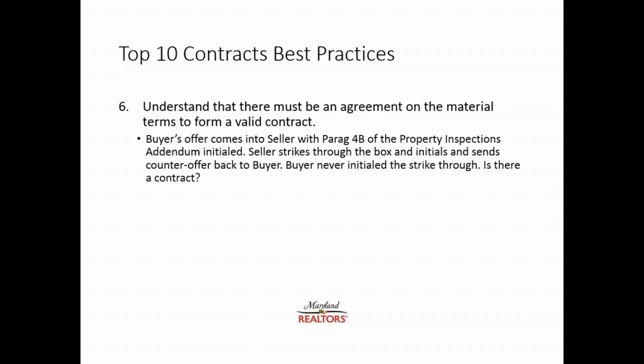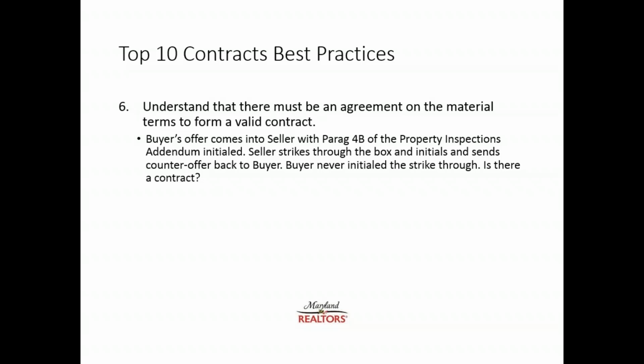Understand that there must be an agreement on the material terms to form a valid contract. Some examples of material terms are the settlement date, the names of the parties, the purchase price, the description of the property, and any contingencies. Those are all financing terms. So any contingencies, financing terms, those are examples of the material terms of the contract. They have to be fully spelled out, and that's really the key. Any material terms of the contract have to be fully spelled out and agreed on by the parties.